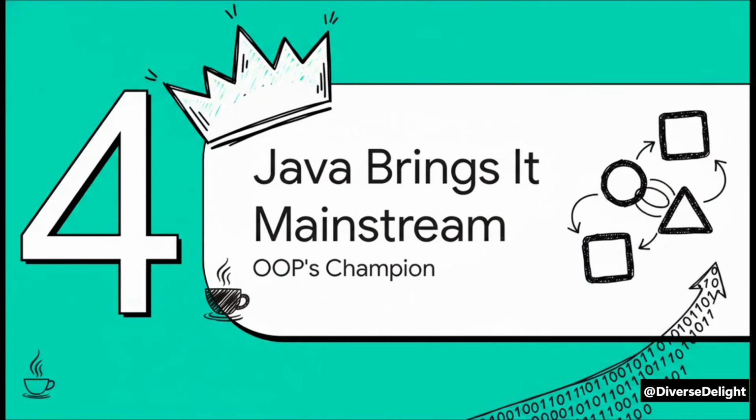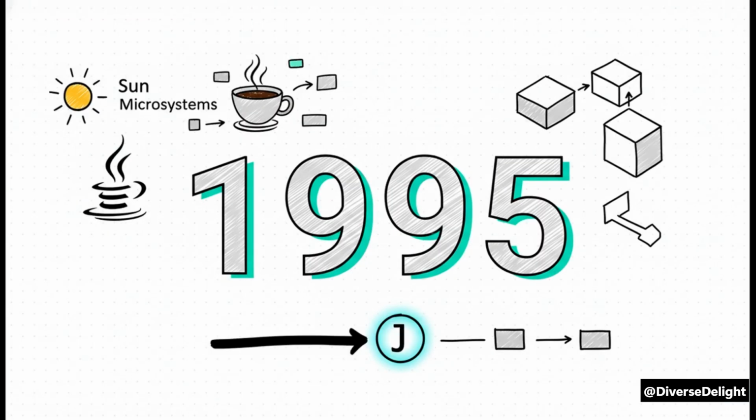Now, the idea of OOP was brilliant, but it needed a champion to take it mainstream, a language designed from the ground up to make it easy and powerful. That champion was Java. So in 1995, a company called Sun Microsystems released Java. And unlike other languages that had OOP features kind of tacked on as an afterthought, Java was designed from the very start, from its very core, to be purely object-oriented.